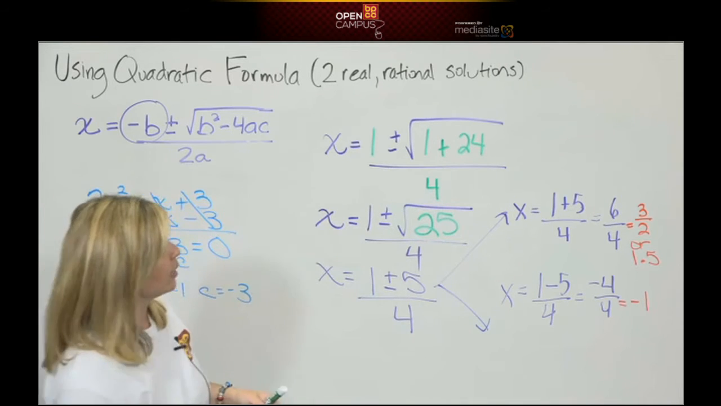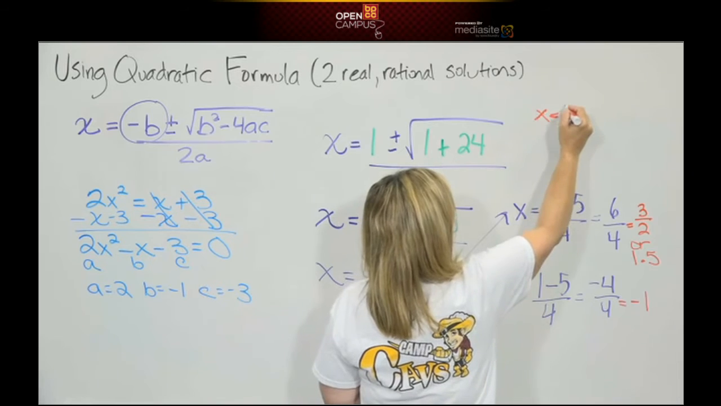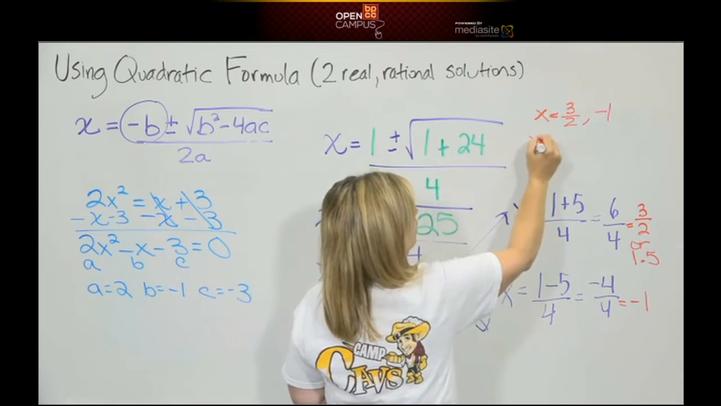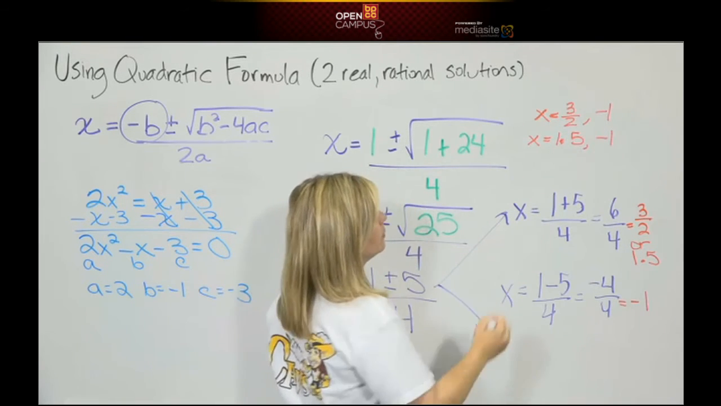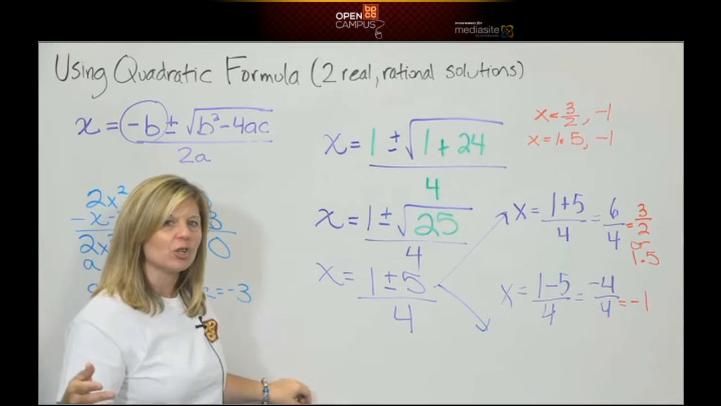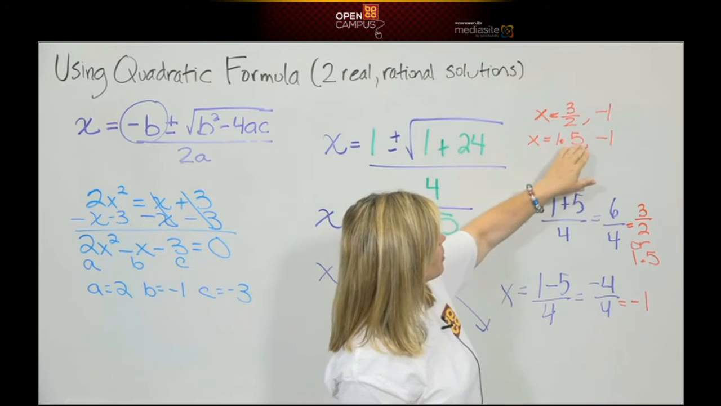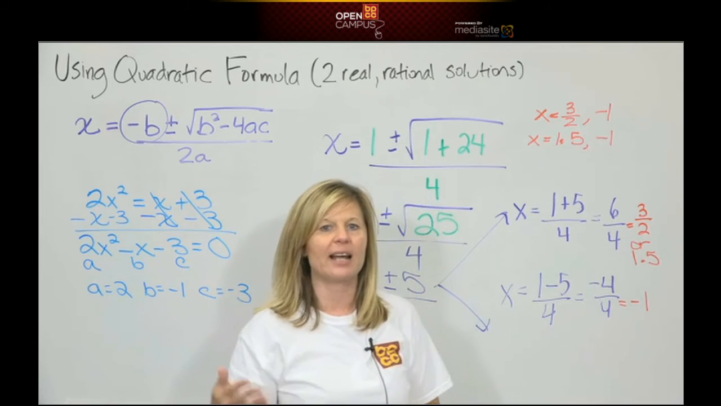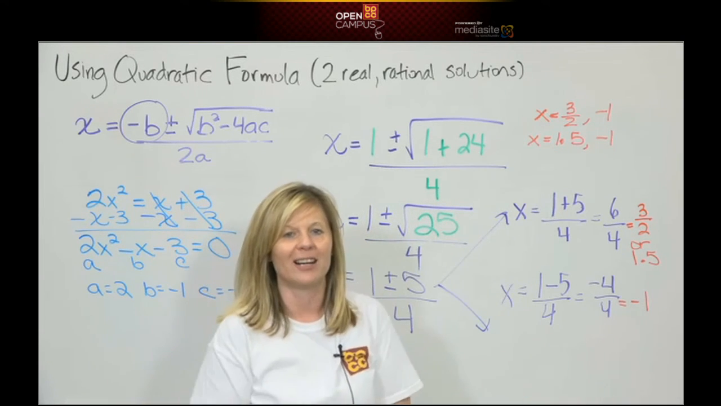If you look here, we have two answers. So we would say our solution set is x is 3/2 and negative 1, or we could write x is 1.5 and negative 1. Those are two real rational solutions. Why are they rational? Because both of these numbers can be written as fractions. You could write negative 1 as a fraction by writing negative 1 over 1. Both of them are real because they're on the number line.